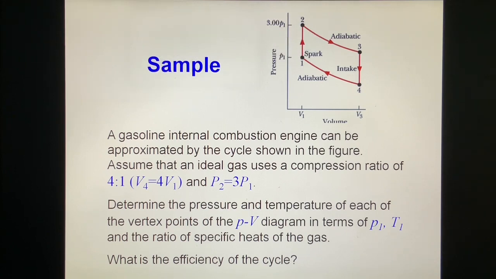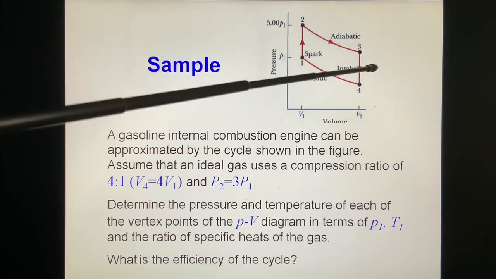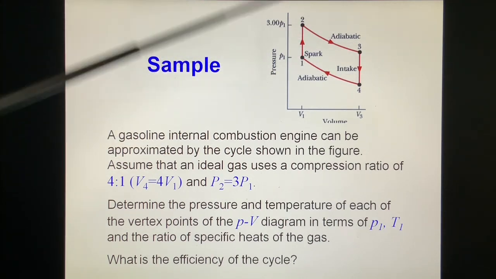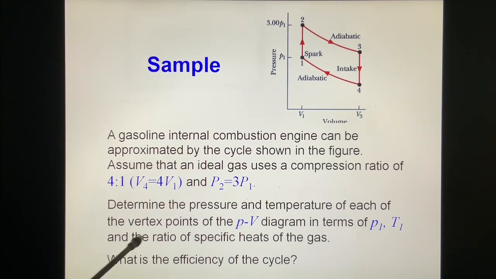This is given. Determine the pressure and the temperature of each of the vertex points of the PV diagram in terms of P1, T1. Now, points 1, 2, 3, 4: I want to find P, V, T. And I want to find the ratio of specific heat of the gas. What is the efficiency of the cycle?